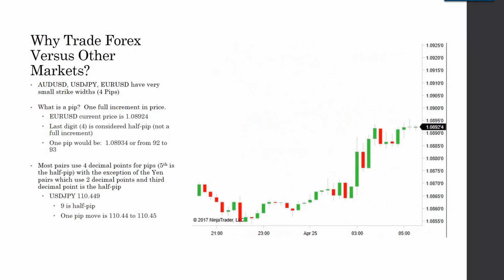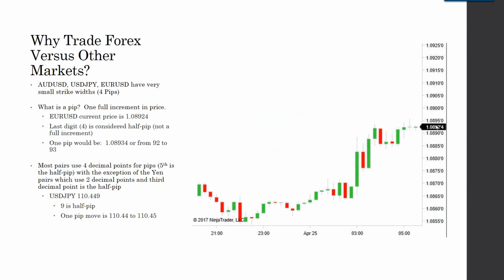Now, why trade Forex versus other markets? Okay, number one, you have a very small strike width on the 2-hour binaries. For example, the Aussie dollar, the USD JPY, and the euro dollar all have a 4-pip strike width. Now, what that means is from one strike to the next strike, there is a difference of only 4 pips. Okay, now that brings us to the next question. What is a pip? It's actually one full increment in price.